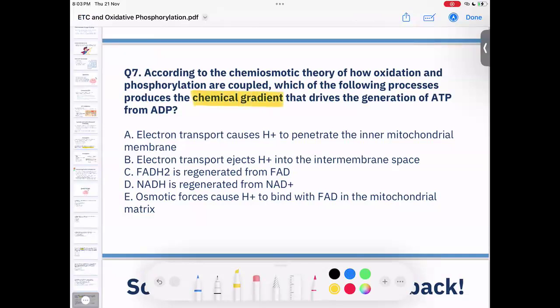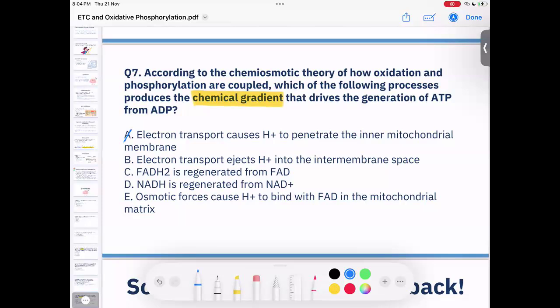Okay, what do they mean by that? They're saying that, number one, the first option says electron transport causes H plus to penetrate the inner mitochondrial membrane. Does this apply? Is this correct? No, because H plus does not penetrate the inner mitochondrial membrane. It goes down its concentration gradient through the complexes. So A isn't correct. And then B says, electron transport ejects H plus into the intermembrane space. And this could be a possible answer, okay?